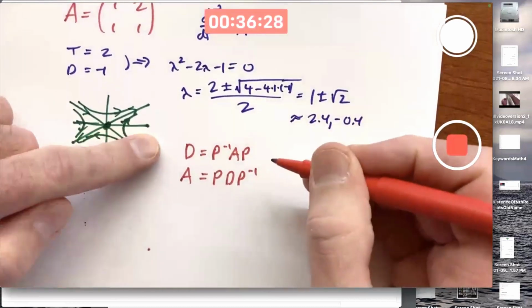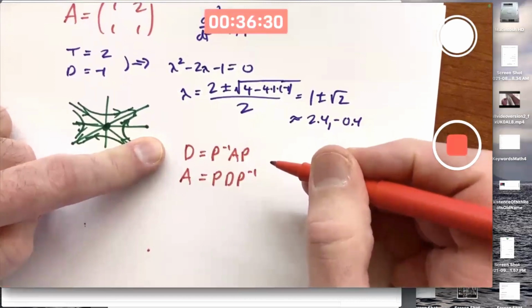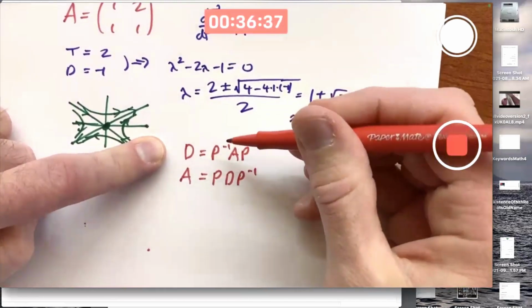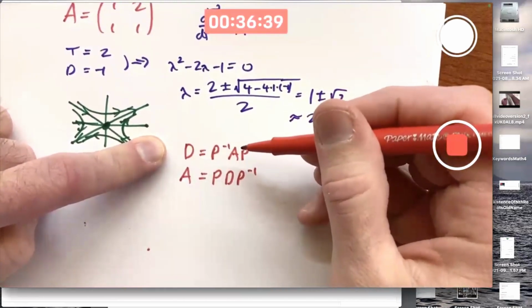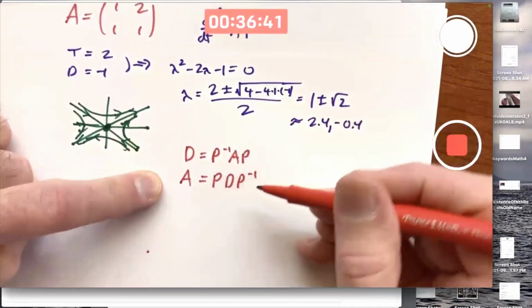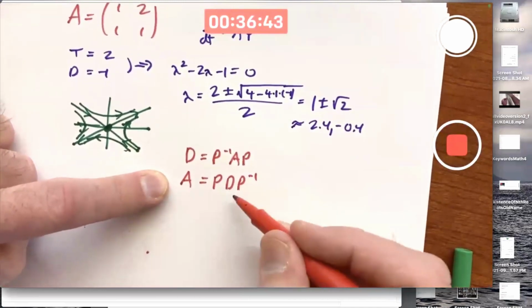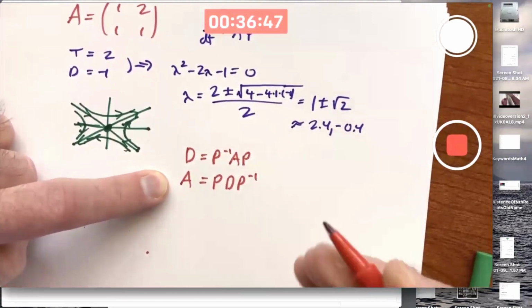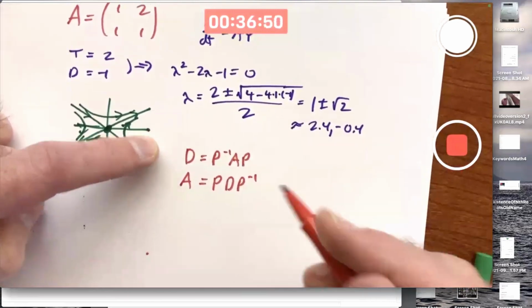I remember, recall in my mind, that you start with P inverse if you want to get to D. P inverse needs to be on the left of A. That's the way I remember it. Another way to remember it is if you want to get to A from D, start with P on the left. You can remember it either way. This is the way I remember it.